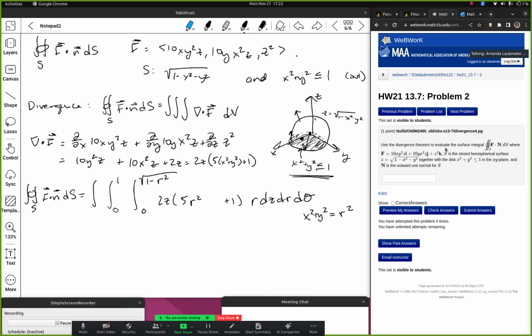So the upper bound for that is r squared equals 1, or r equals 1. And then theta, I think, is usually the easiest one for us. We have a full circle shape that goes all the way around, so my bounds are going to be from 0 to 2 pi.